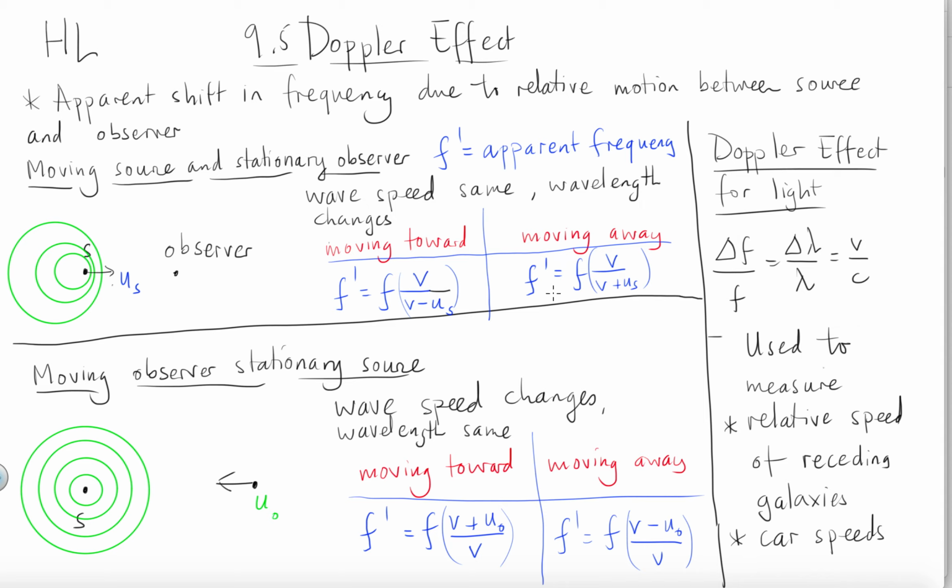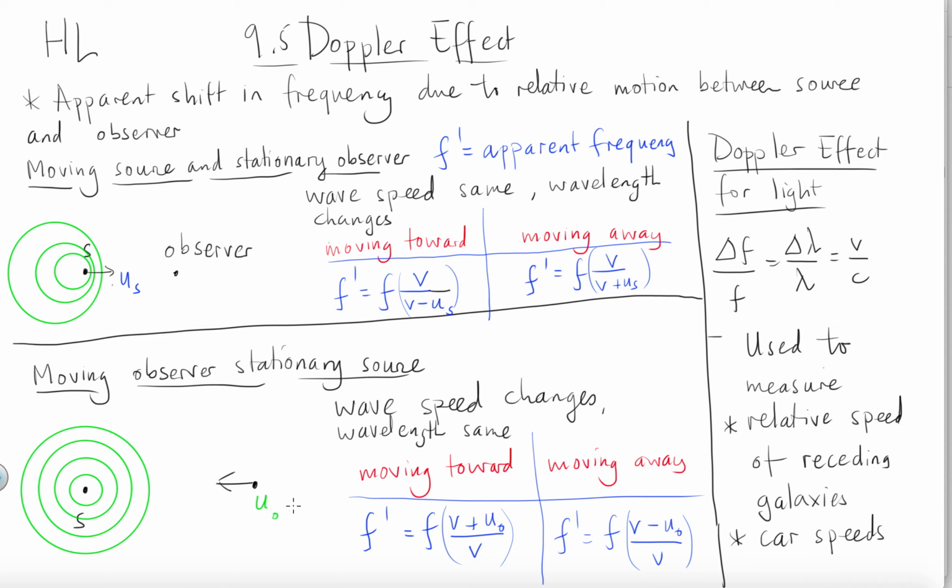However, when the source is moving away from you, the pitch will go down, and the formula for the apparent frequency becomes f' equals f times v divided by v plus us. However, when we have a moving observer and a stationary source, then the wavelength is the same, but we have an apparent change in wave speed due to the relative motion of the two objects. And when the observer is moving towards the source, we have this equation.